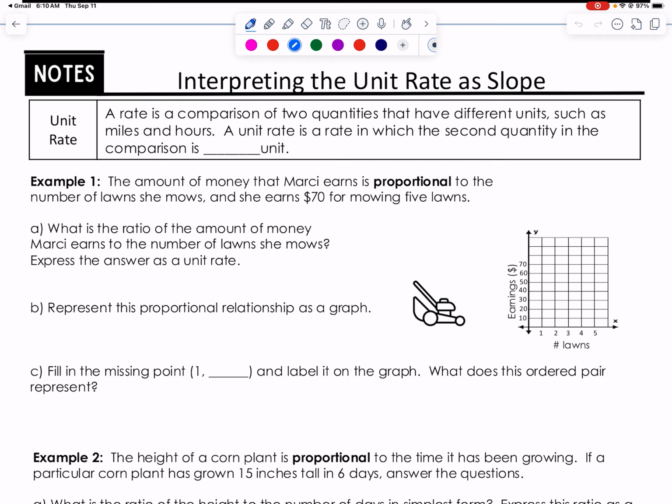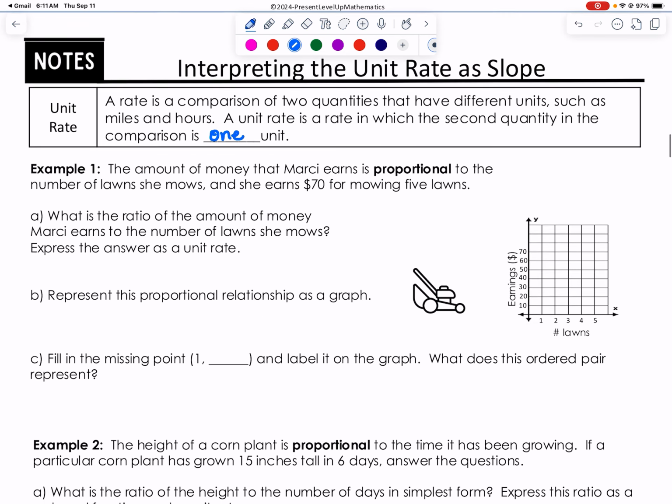Today we will be looking at interpreting the unit rate as slope. Before we do, let's look at a definition of unit rate. A rate is a comparison of two quantities that have different units, such as miles and hours. A unit rate is a rate in which the second quantity in the comparison is 1 unit. So let's look at an example.